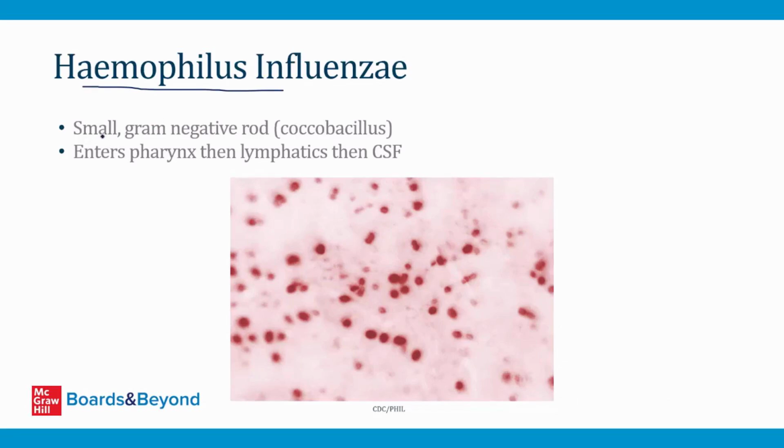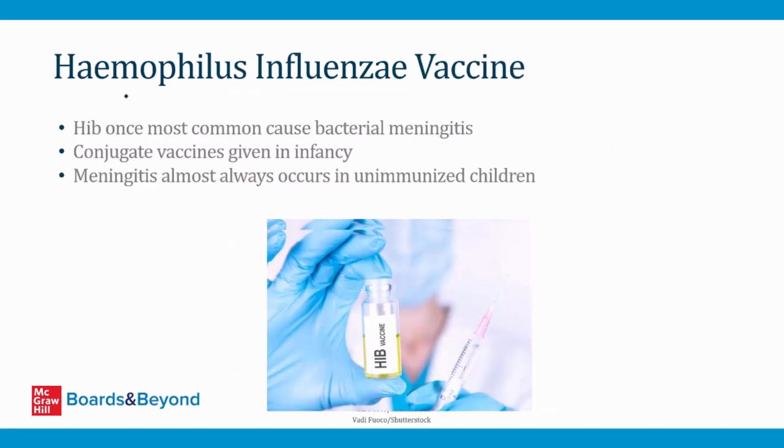Okay, moving on, our next cause of bacterial meningitis is Haemophilus influenzae. Haemophilus influenzae are small gram-negative rods. They are coccobacilli. This is a picture of what they can look like on the slide here. They also enter the pharynx, and then they go through the lymphatics, and from there they spread to the cerebrospinal fluid. So you won't see much meningitis these days caused by Haemophilus influenzae, and that's because there is a vaccine.